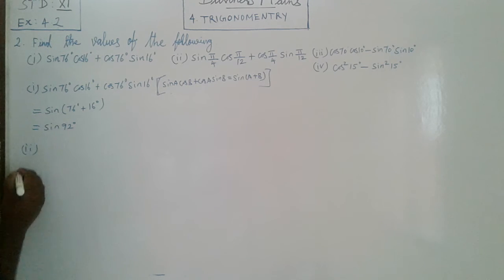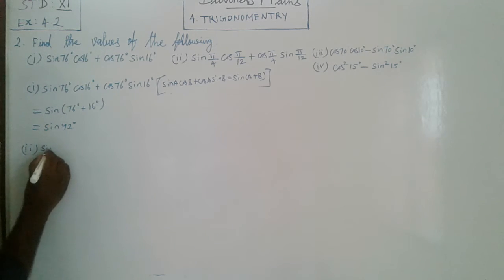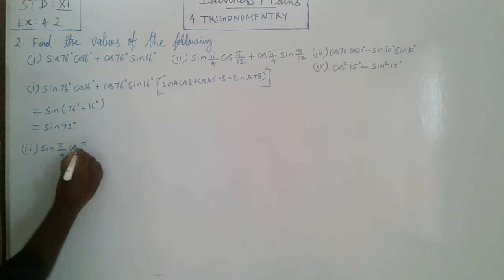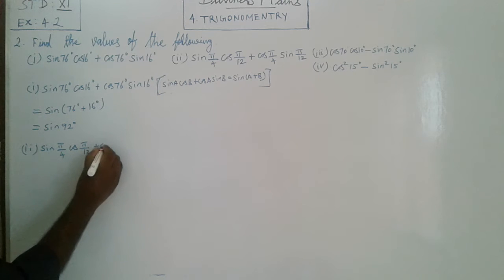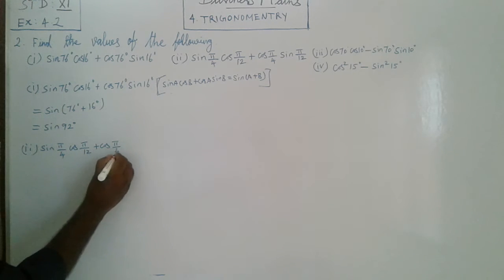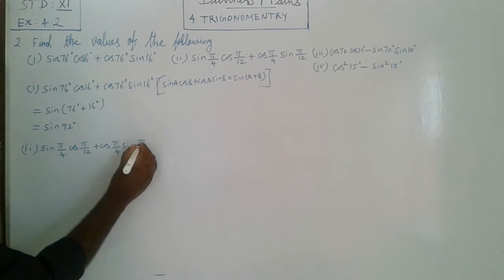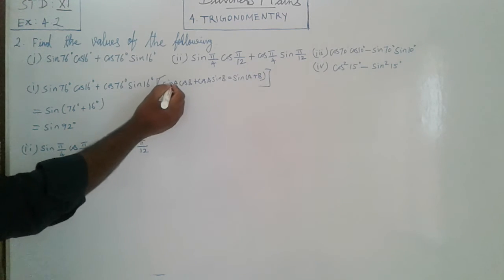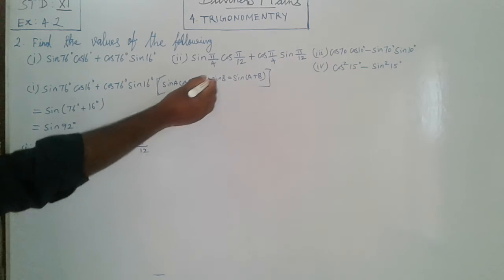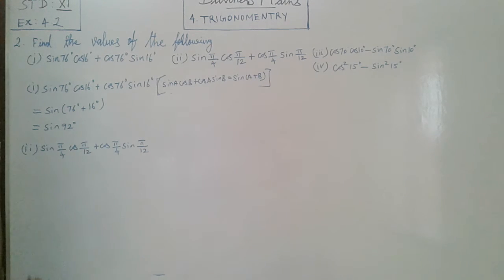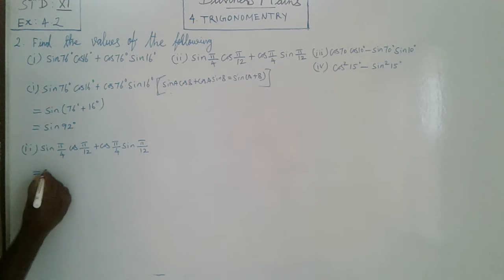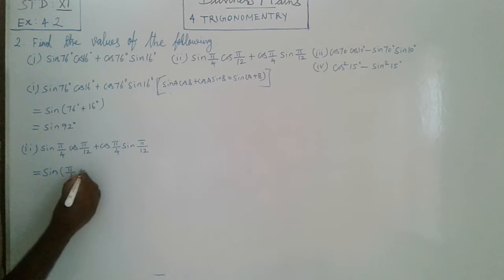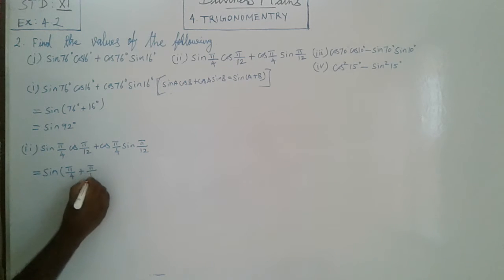Second sum: sin pi by 4 cos pi by 12 plus cos pi by 4 sin pi by 12. So the same formula we should use. Sin A cos B plus cos A sin B equal to sin A plus B is the formula. So that is equal to sin A plus B. A is pi by 4, plus B is pi by 12.